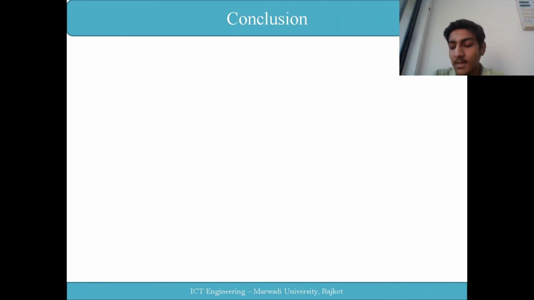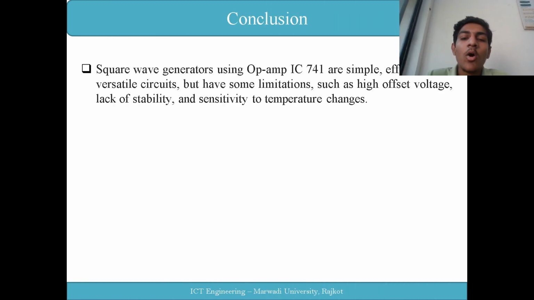Now in conclusion, we can say that square wave generators using op-amp ICs are simple, effective and versatile circuits, but have some limitations, such as a high offset voltage that we can get from pins 1 and 5 of the op-amp IC, a lack of stability and sensitivity to temperature changes. It can also go to high heat.